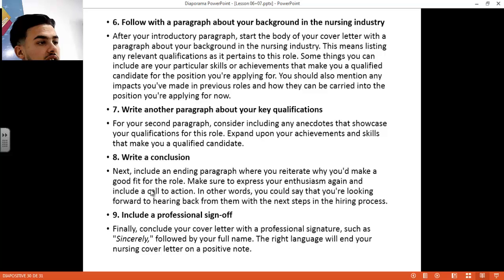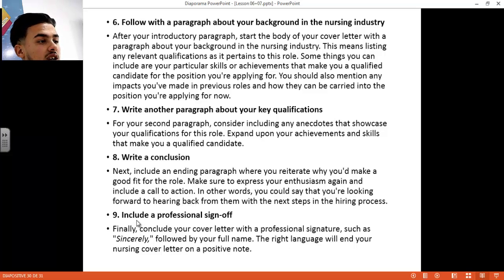Write a conclusion. Next, include an ending paragraph where you reiterate why you'd make a good fit for the role. Make sure to express your enthusiasm again and include a call to action. In other words, you could say that you are looking forward to hearing back from them with next steps in the hiring process. So here we have to write a very good conclusion to get a reply from the company.